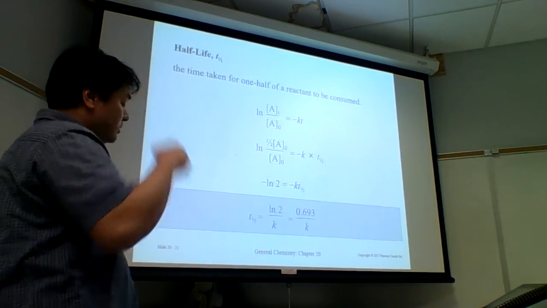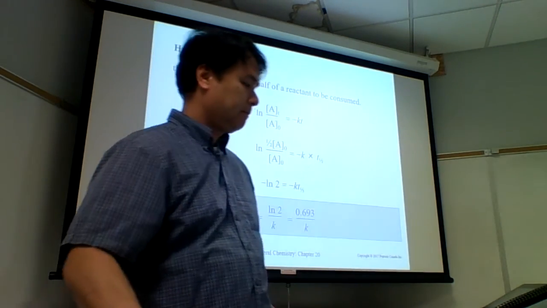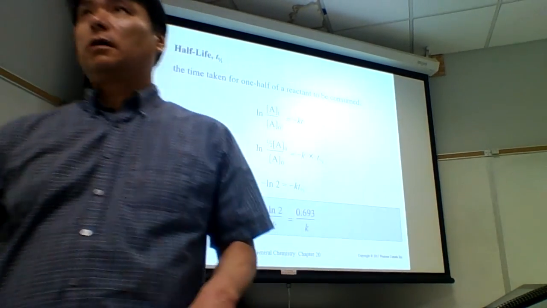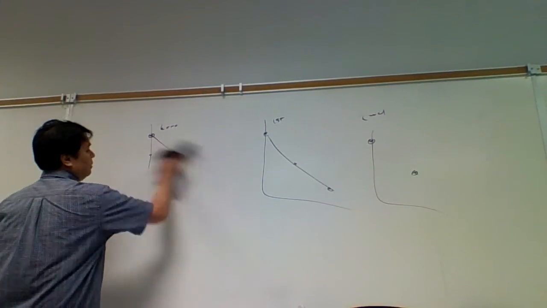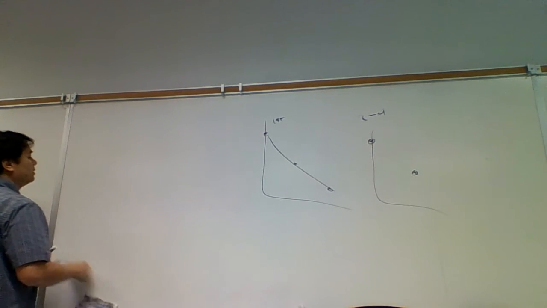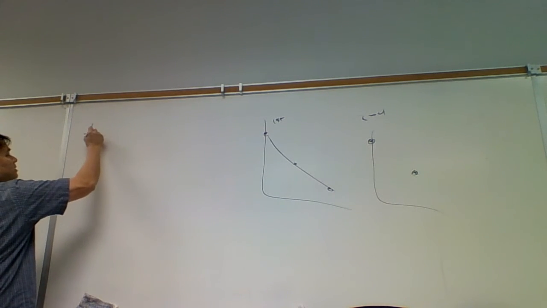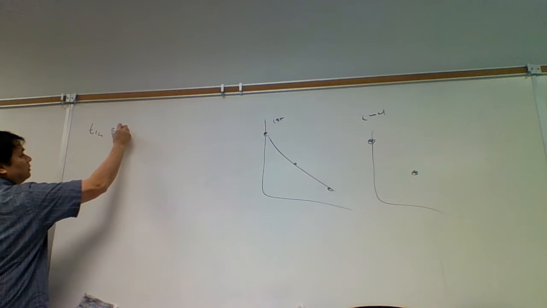And so half-life is constant for first order, but we just looked at zero order. We could do the same thing for zero order. What is the half-life for zero order and how does that differ? So let's calculate T1/2 for zero order.